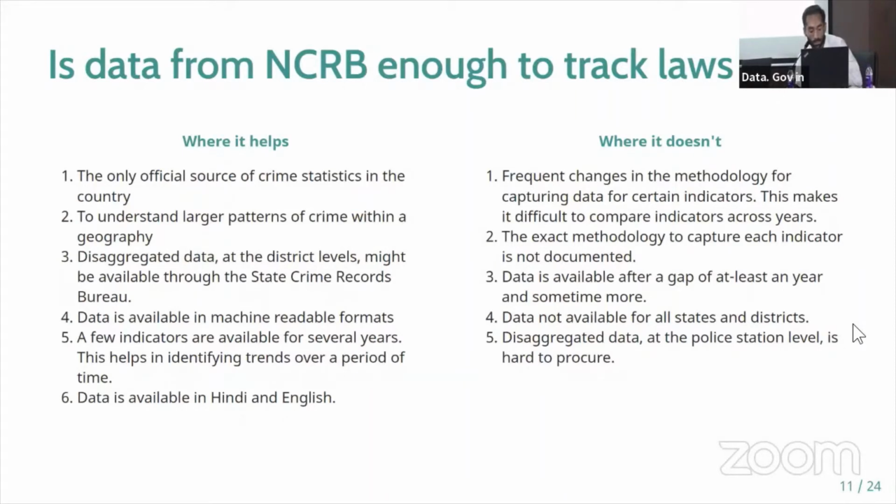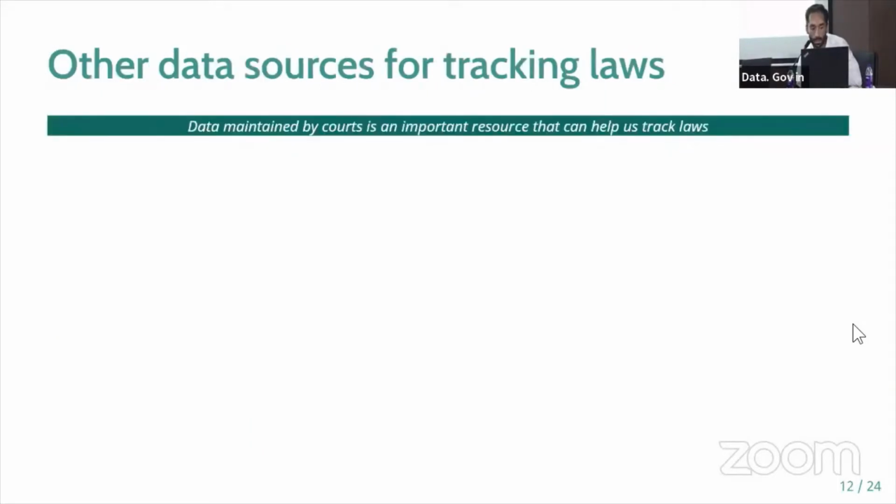Another important thing is the data is available in Hindi and English, at least two languages. Where it doesn't help is there are frequent changes in the methodology for capturing data for indicators, which means that you can't always compare, it's sometimes apples and oranges. Exact methodology is not documented. Data obviously is not always available, and most of the time it's delayed. District level data is very hard to procure, and so is police station data. Our colleague Samriddhi just went to one of the police stations in Bihar, and it was very difficult to get the data. Though you can procure it, there are a lot of steps to take, which is not clear at all.